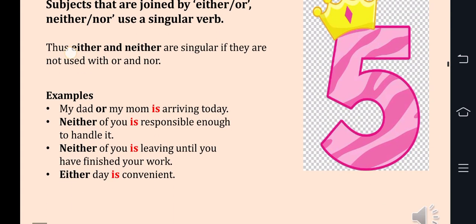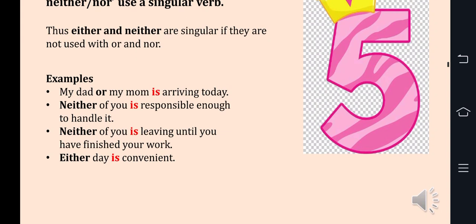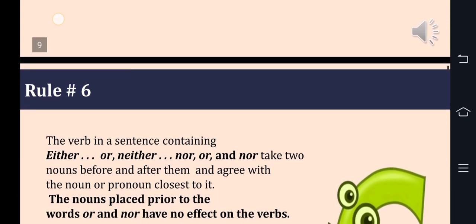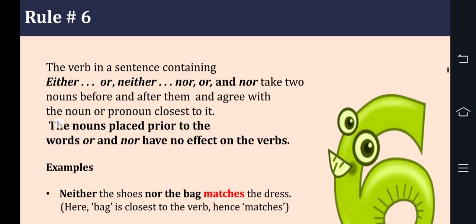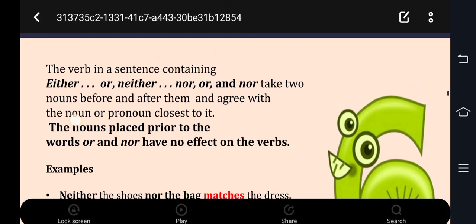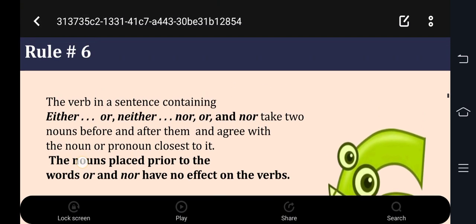Let's see some examples. My dad or my mom is arriving today. Neither of you is responsible enough to handle it. Neither of you is leaving until you have finished your work. Either day is convenient. Dear students, hope you are following. Let's go to rule number 6.